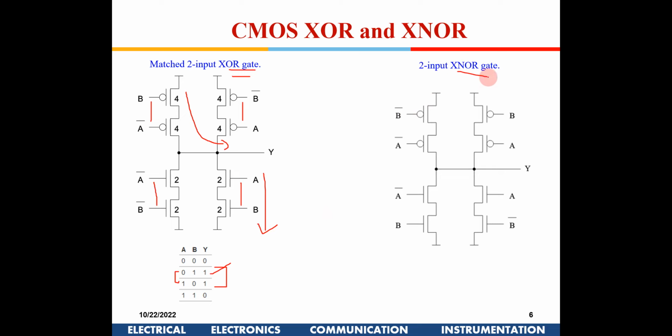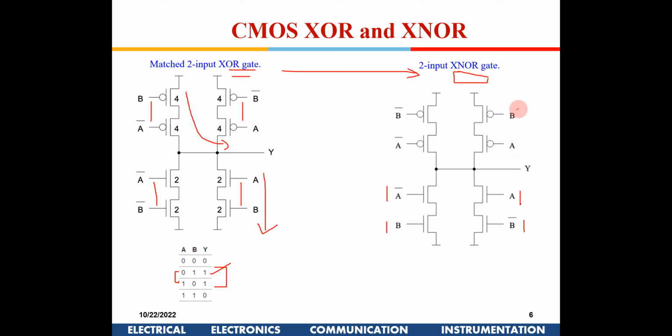Similarly, XNOR. Although we are not going to use this further in our particular topic, I thought, let me put this, because in case you have to implement XNOR, the only change you need is to swap the inputs, right? A bar B bar, so you just put A bar B and A B bar.